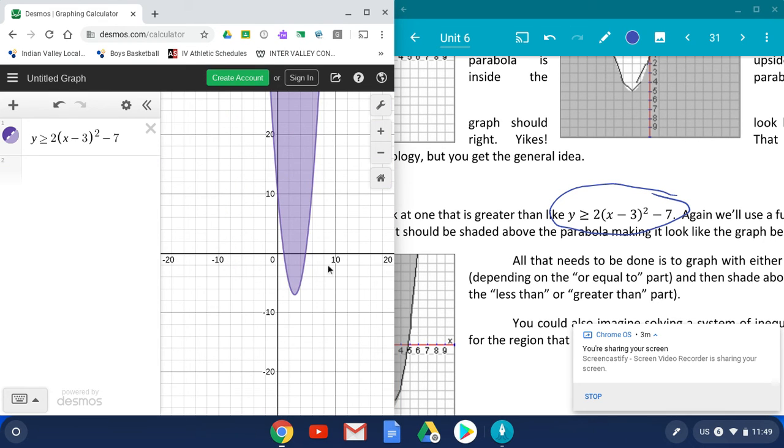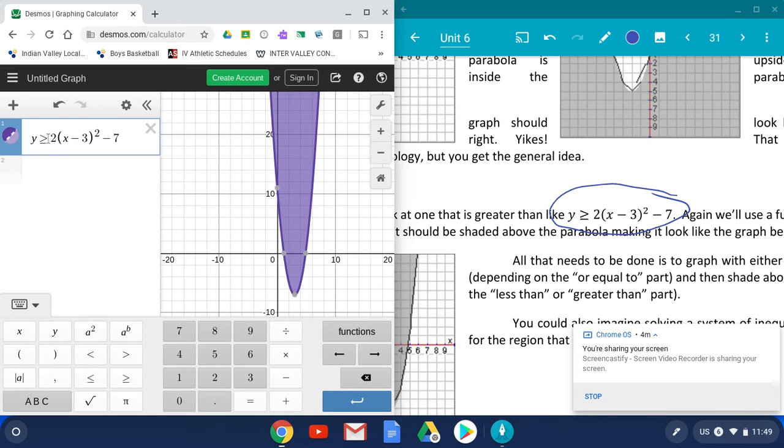There, I got rid of the first one so you can see it fully. Watch what happens if I change the sign from greater than or equal to just greater than. See that? Goes to dotted. That was what I was talking about with the line. So this is section 6.6 in a nutshell. That's what you got to do.